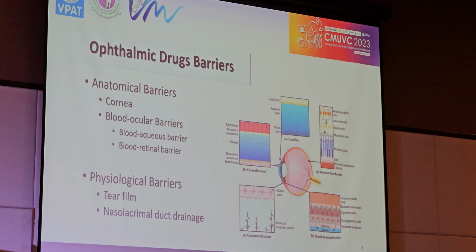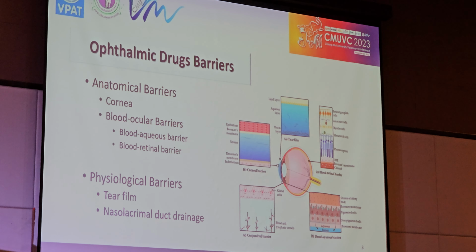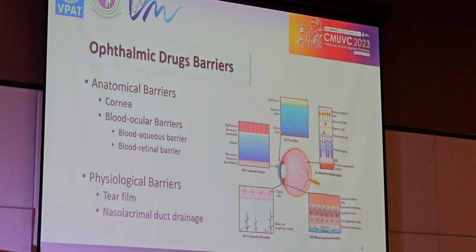From our basic knowledge, the eye has three layers, which are the outer protective fibrous coat, which consists of the cornea and the sclera, the middle vascular layer consisting of the iris, ciliary body, and choroid, and the innermost layer of neural tissue comprised of the retina.